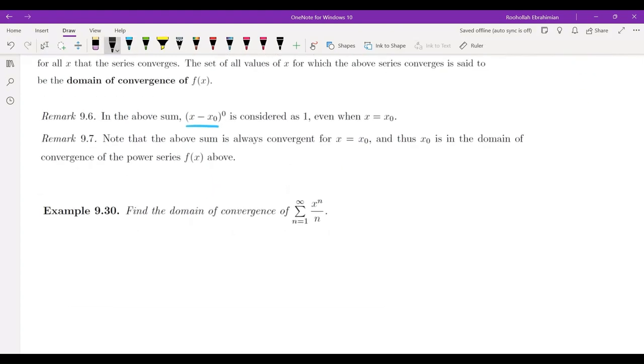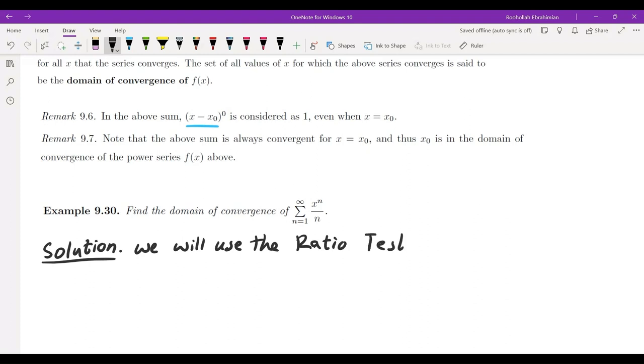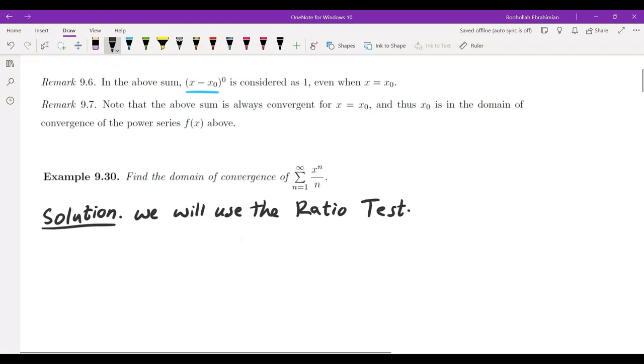Okay, so let's do an example. We want to find the domain of convergence of this power series. So what we're going to do is we're going to use the ratio test. As I said, the power series is always convergent at x0, so we can always just ignore the center. So always ignore the center, find everything else where the power series converges, and then throw in the center.